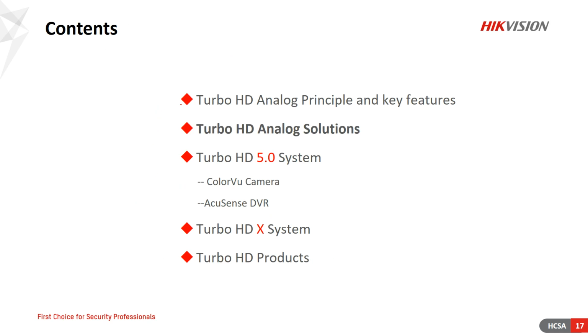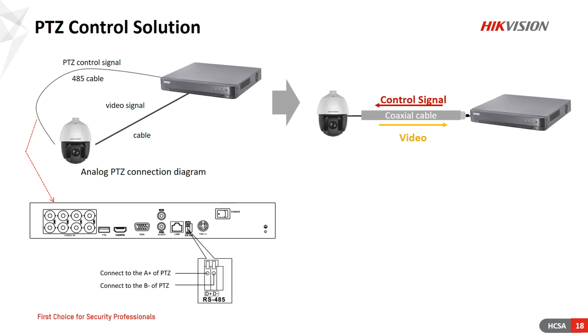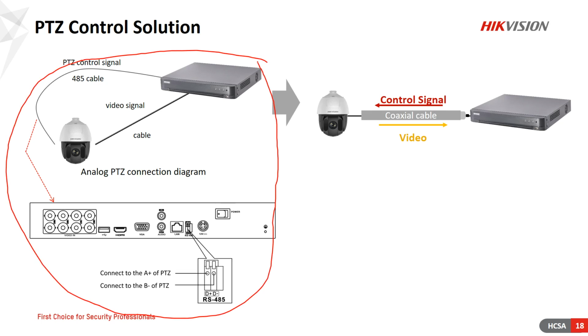Okay, so much for the first part, and let's move on to the next part, which is the Turbo HD analog solutions. The left part is about the old PTZ control solution, but as you can see, we have to use 2 cables: an RS485 cable to transmit the PTZ control signal from the DVR to the camera, and another cable to transmit the video signal from the camera to the DVR.